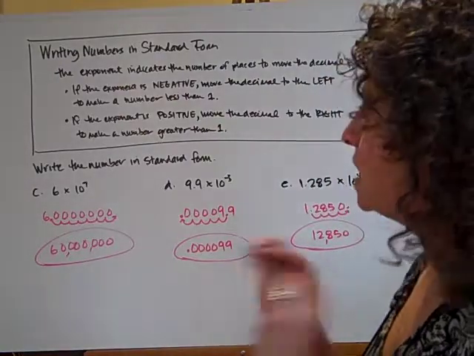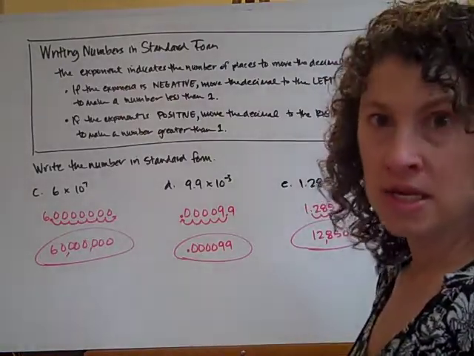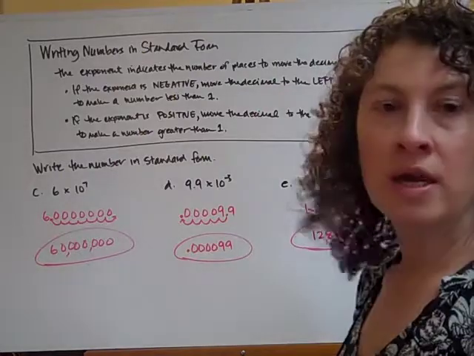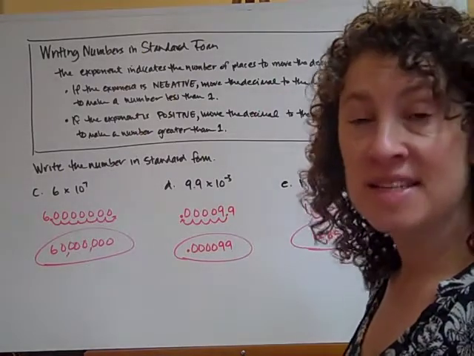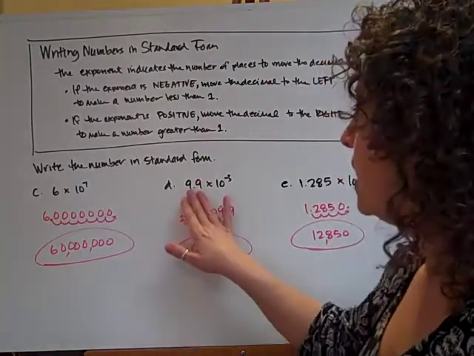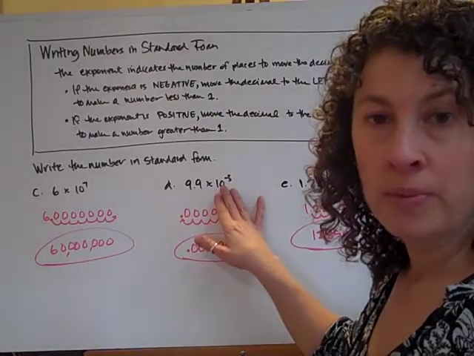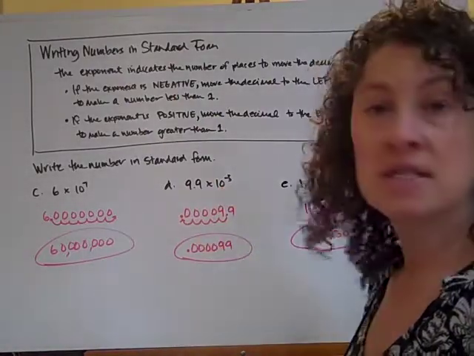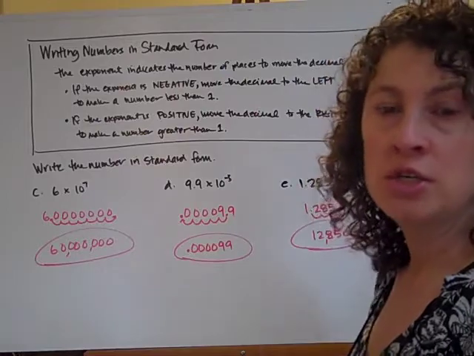So we should be able to take a number in standard form, recognize that it's in standard form, and then also be able to write it, recognize that it's in scientific notation by a number between 1 and 10 multiplied by a power of 10. I should also be able to take a number in scientific notation and change it into standard form.